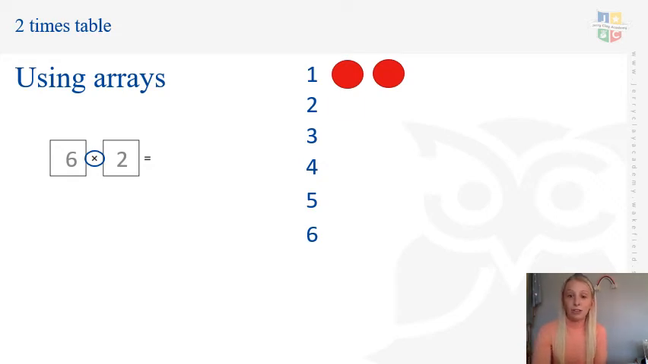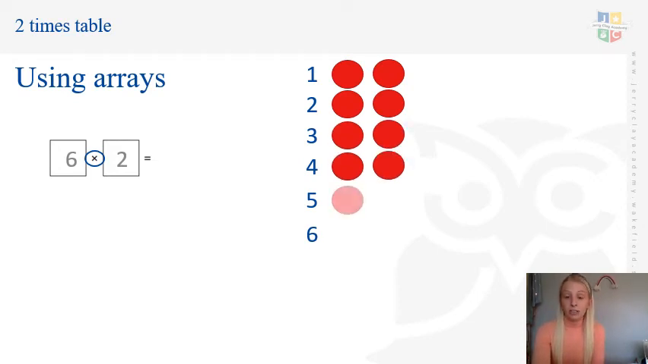Then I need another 2: 1, 2, 2 groups of 2; 1, 2, 3 groups of 2, and another 2, 1, 2, 1, 2 to make 6 groups of 2. Then I can count them in 2s: 2, 4, 6, 8, 10, 12. So 6 times 2 equals 12.